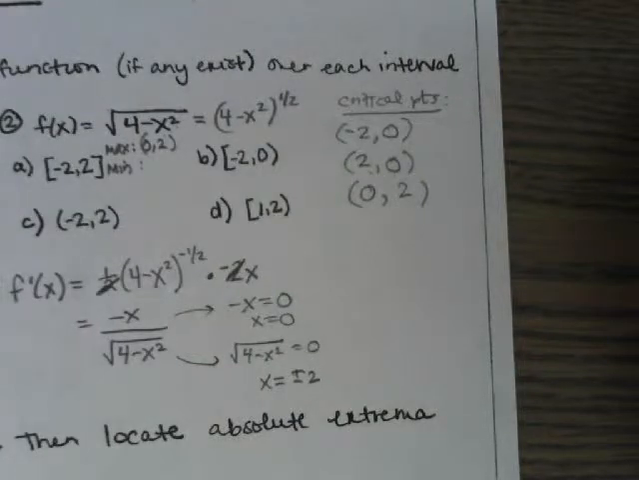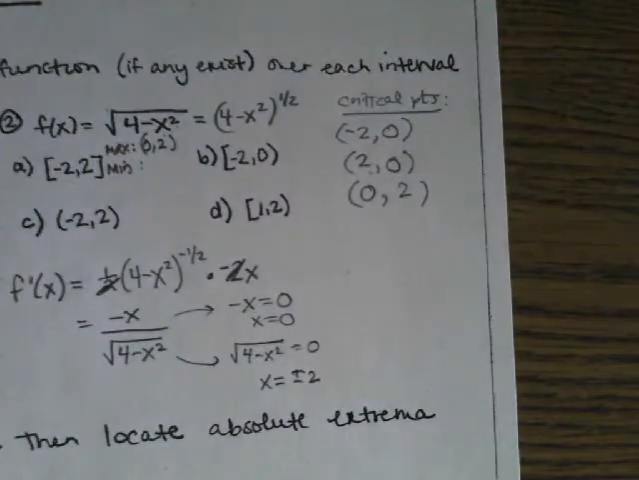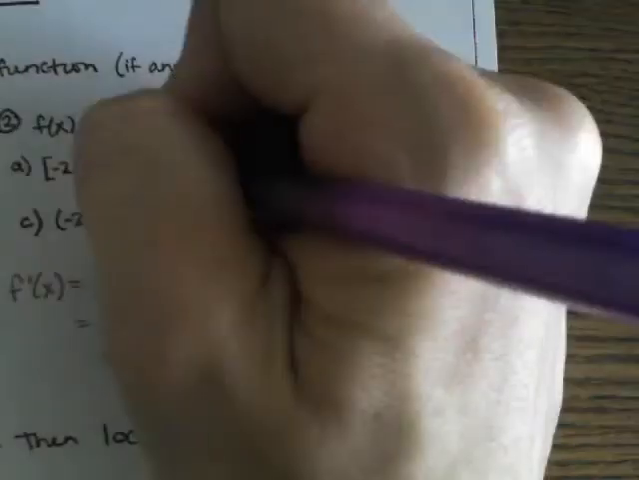There's actually 2 absolute minimum points. There are 2 points that are the lowest. They're kind of in a tie. So we would say (-2, 0) and (2, 0). We have 2 of them.